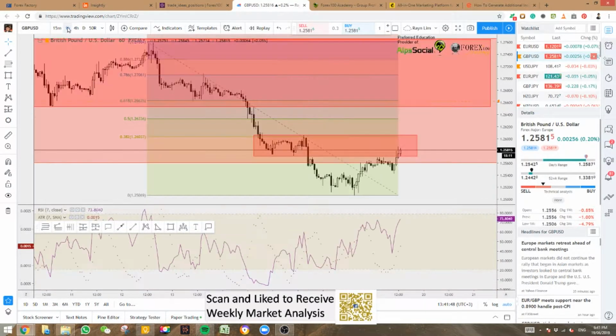All right, head down to 1 hour chart. On the 1 hour chart, nothing much for me. If you're an aggressive trader, this is the zone that you can wait for a selling opportunity. Okay, not for me at the moment.